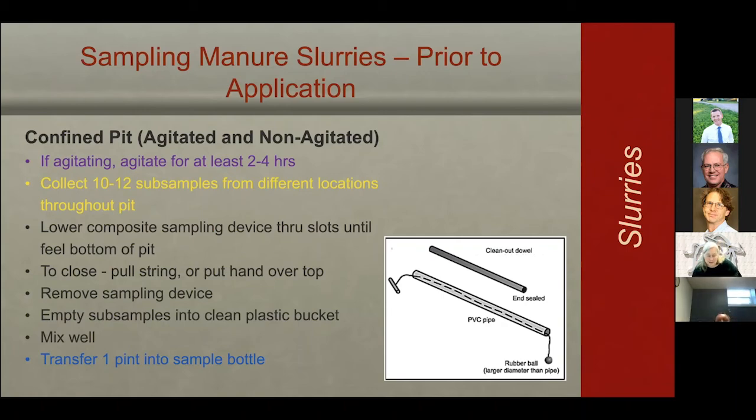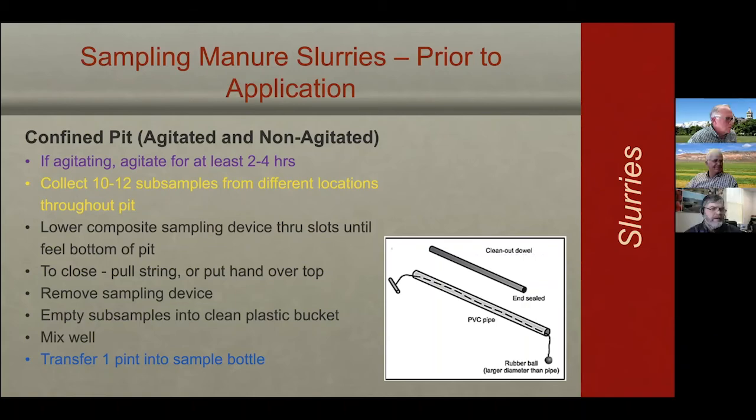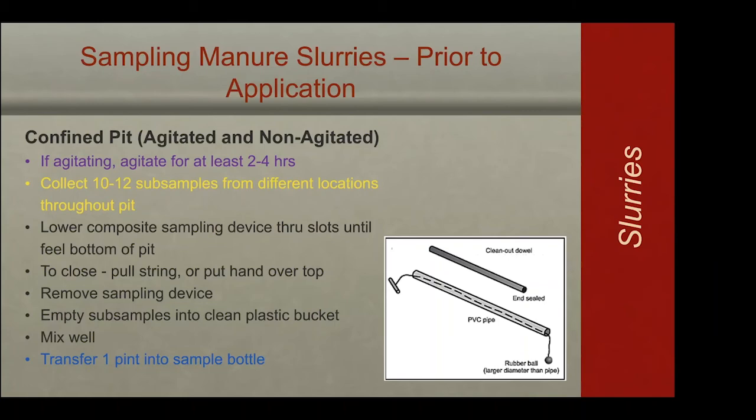Almost everybody suggests that you agitate it to get a really good sample. There are a few that say you can do this non-agitated. They're both using essentially the same type of device, a really narrow little PVC pipe, 1/2 inch to 3/4 inch in diameter, that fits in between the slats. You push that down in between the slats, down to the bottom of that pit. One system has a string and a little rubber ball that you pull onto it to help hold that slurry in the PVC pipe as you pull it up and then empty it into your bucket.